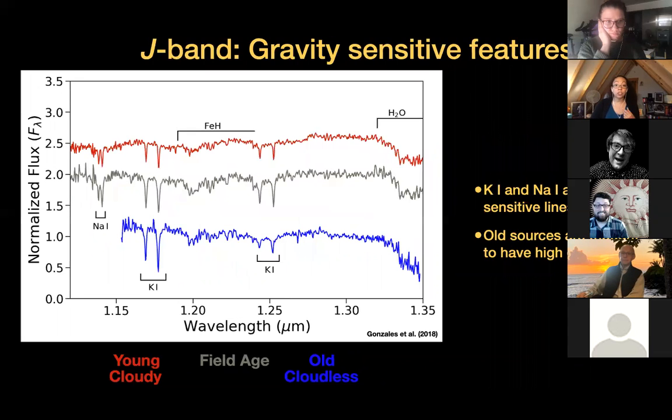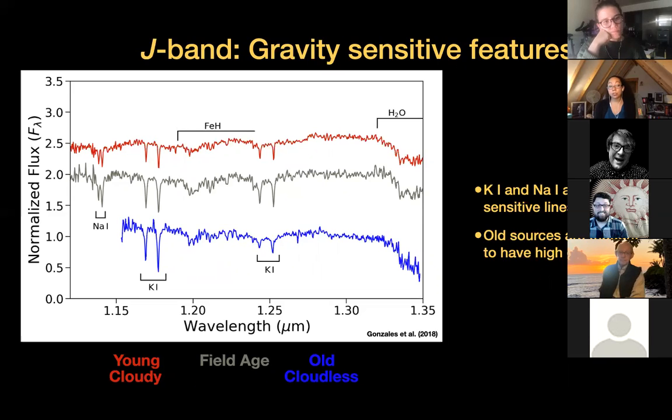When we look in the J band, we have some gravity sensitive features, particularly sodium and potassium. For 1256, we don't have the sodium doublets because there was too much noise, but the potassium alone is interesting. So what you typically expect for a young object, you have shallower lines, and an old object, you have deep lines.